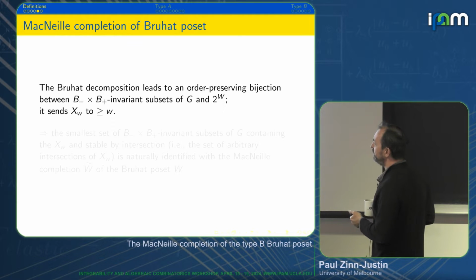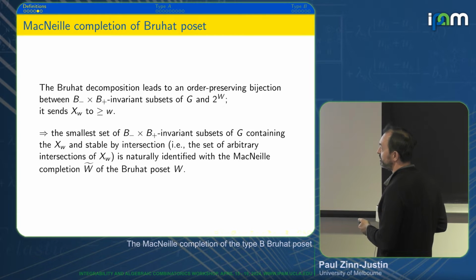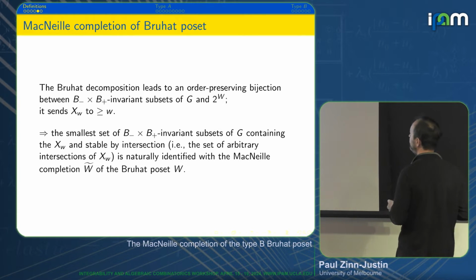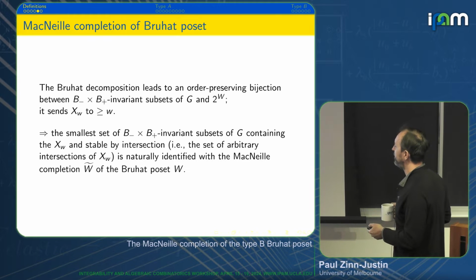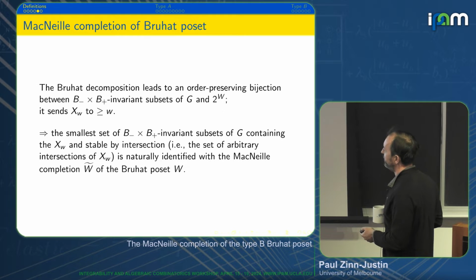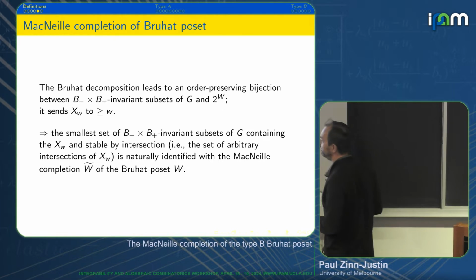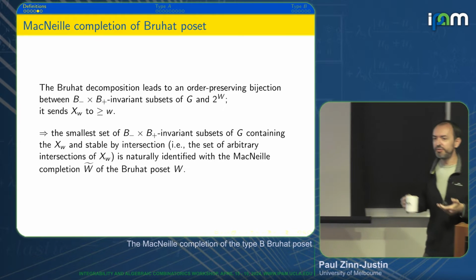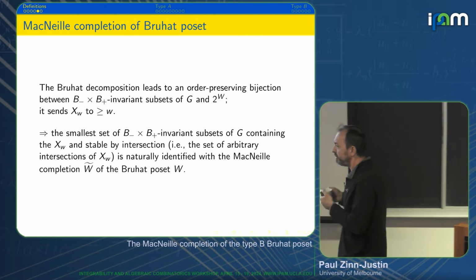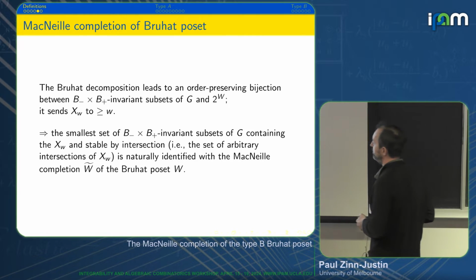So in other words, we've really realized using this Bruhat decomposition exactly that kind of canonical construction of the MacNeille completion, right? More explicitly, maybe this is a bit of a mouthful, so the translation into more concrete language is that the smallest set of B minus cross B plus invariant subsets of G containing the XW and stable by intersection is exactly the MacNeille completion of the Bruhat poset. So even more explicitly, that means you start with those XWs, you intersect them as many times as you can until you've exhausted all the possibilities. That's your Bruhat poset.